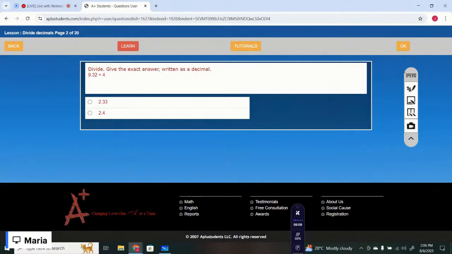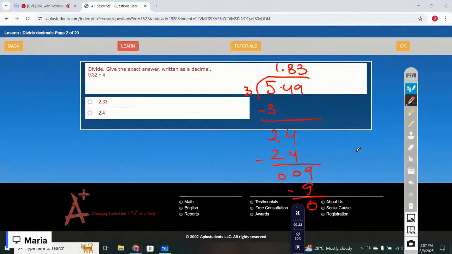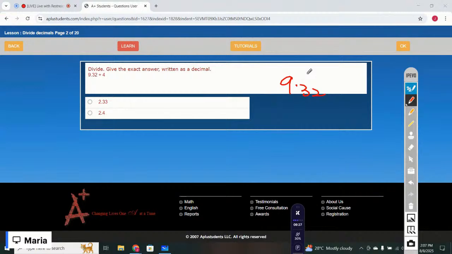Divide 9.32 divided by 4. Okay, let's just divide and see. 9.32 divided by 4. Please don't guess the answers, right? 4 times 2 is 8. 9 take away 8 is 1. We have a decimal point over here. Put decimal point over here and now bring the next digit down. We need to count the table of 4 until 13.